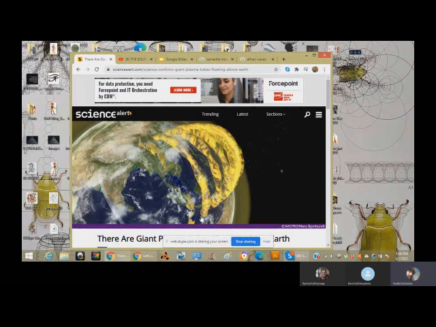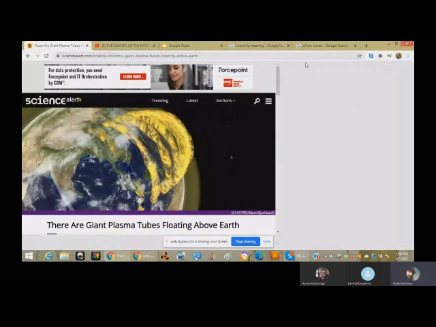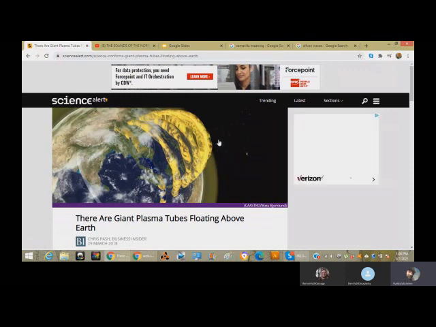So the first thing I want to cover is this little video here. I'm going to open this up and make this full screen. How well something works depends on its shape. And these are plasma tubes that we know exist.